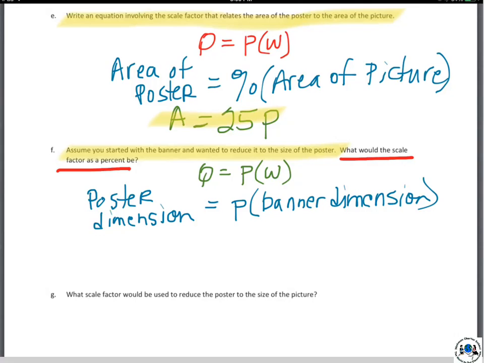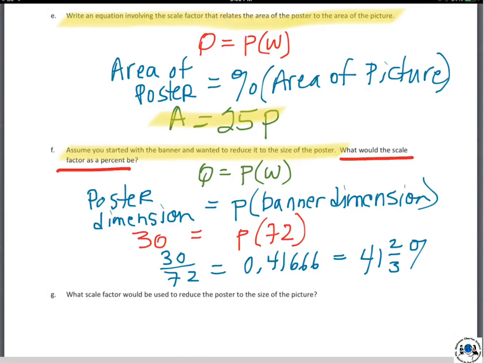Now we can choose either one we want. Again, we're looking for a scale factor. So we could just take a horizontal or a vertical dimension, whichever one we wanted to do. And let's go ahead and take, I think this is the length, right? So we have a poster dimension, so 30 inches equals some percentage times 72, which is the banner length. And again I just put 30 over 72, which gives us 0.416666 repeating, which we would express in the end percentage-wise as 41 2/3%.